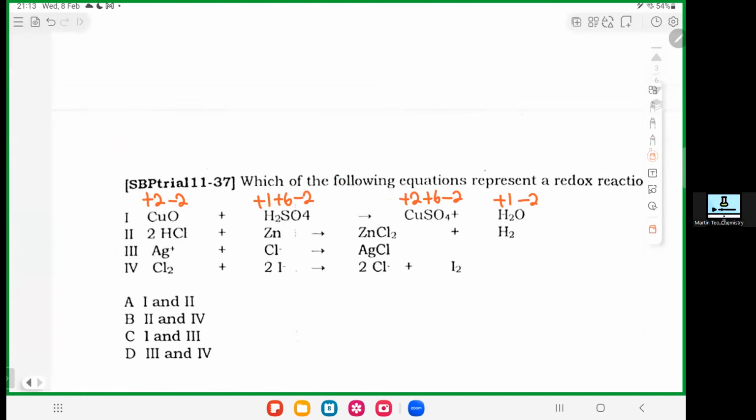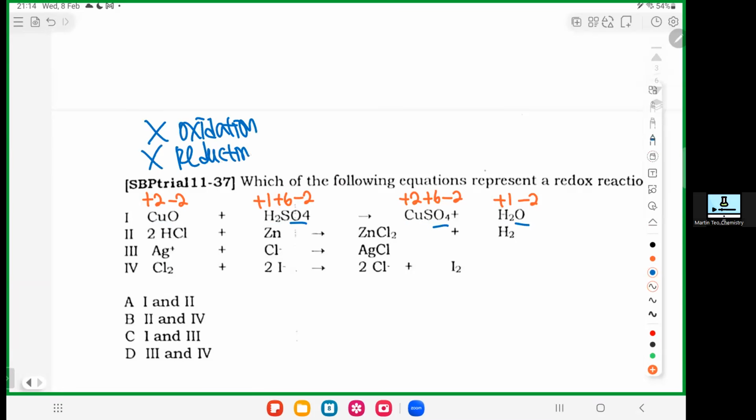So now let's do the apple-to-apple comparison. Copper +2, copper +2, no change, don't bother. Oxygen -2, oxygen -2, no change. Hydrogen +1, hydrogen +1, no change. Sulfur +6, sulfur +6, no change. Oxygen -2, oxygen -2, no change. So there's no change in oxidation number at all. When there is no change in oxidation number, there is no oxidation, no reduction. So it cannot be redox. So number 1 is wrong.